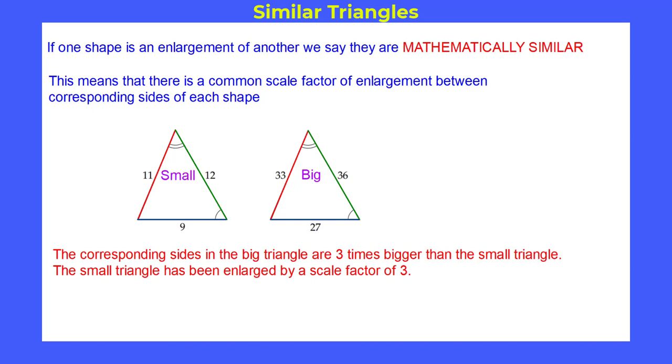sides and they've been coloured accordingly, you can see that in the big triangle, the sides are 3 times bigger than the small triangle. The small triangle has been enlarged by a scale factor of 3. These triangles are mathematically similar.